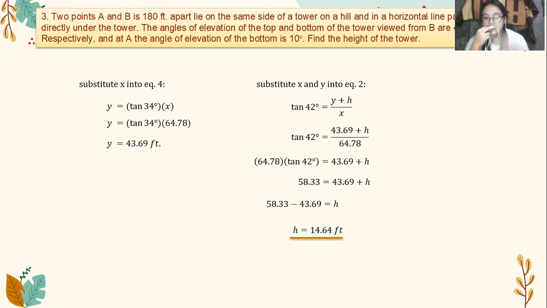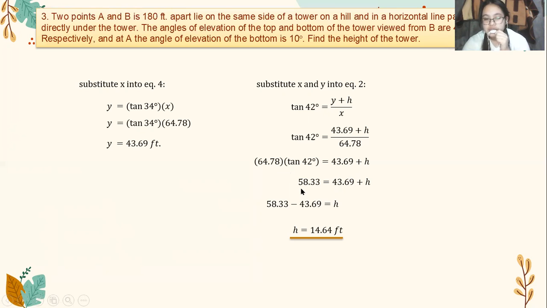So we will be using equation number 2. Tangent 42 degrees equals y plus h over x. Substituting, tan 42 degrees equals 43.69 plus h over 64.78. Then let's cross multiply. We multiply 64.78 and the tangent 42 degrees, which is equal to 43.69 plus h.